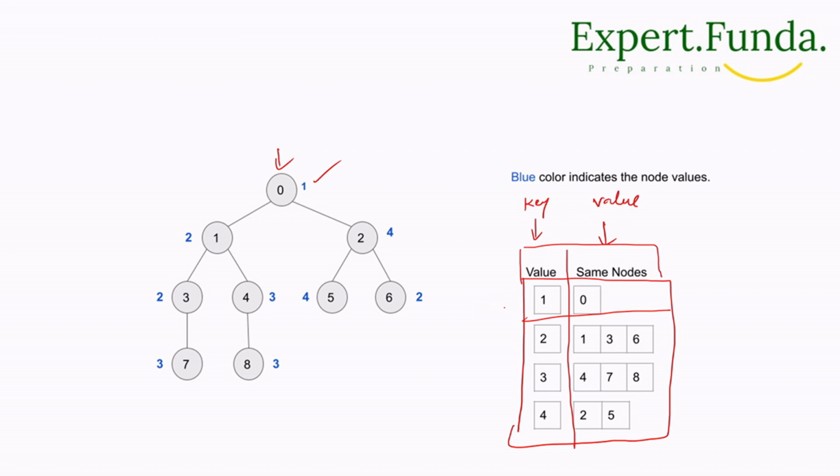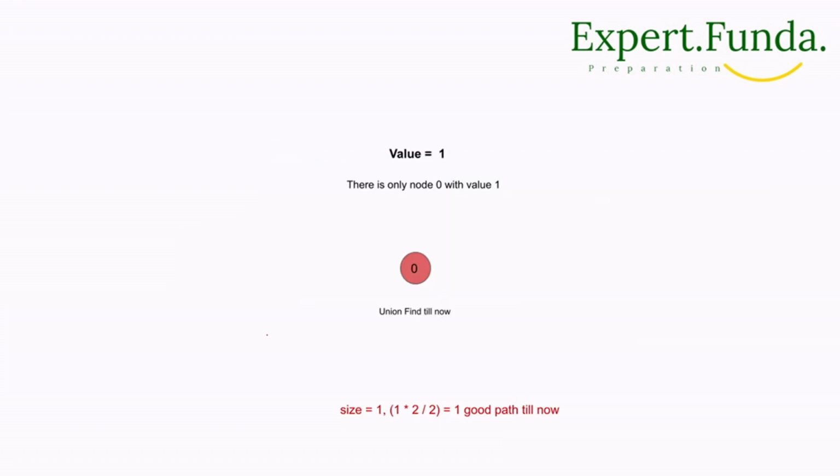So first one will come, its value is 0. Similarly, we'll have 2 for node 1. Node 1 we have, node 3 is here, and node 4 is here, right? Like that. Sorry, not this one. Node 6 is here. So we'll store all the keys and values like this, the value of all the nodes, right?